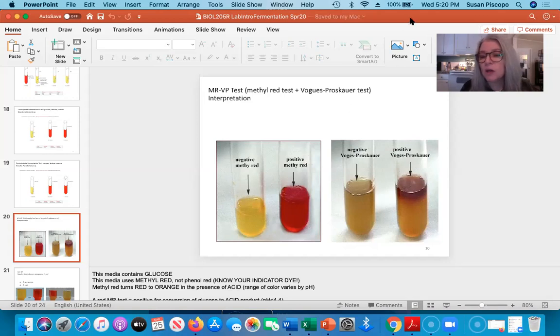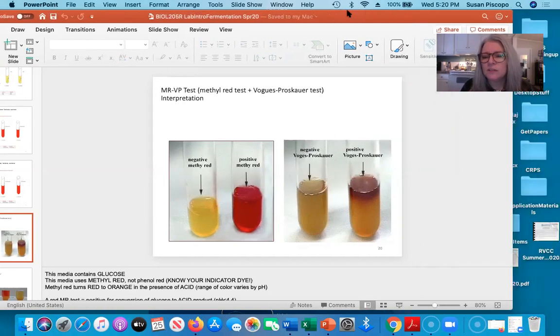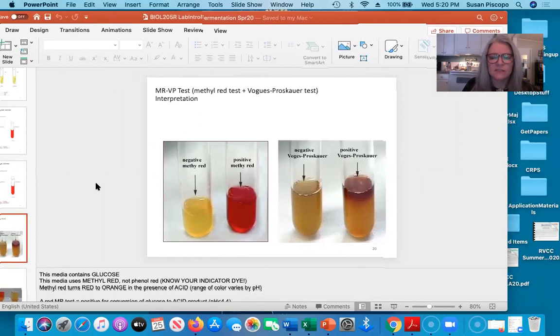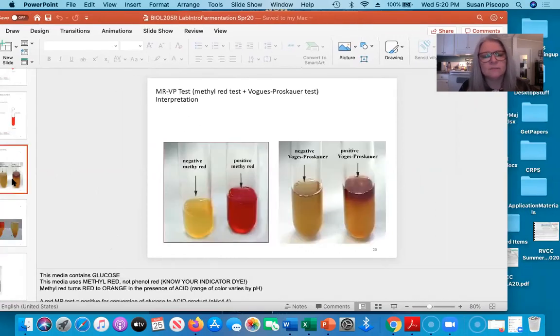Now look at the Voges Proskauer test. That's the VP part of this test. Now this one is a little strange because in this test, what we're testing for is whether or not the fermentation product has a neutral pH. And this test is a little complicated because you have to inoculate the tube and incubate it for 24 hours. And then when you take it out, you have to add a couple of reagents to it. And they talk about this in your lab manual.